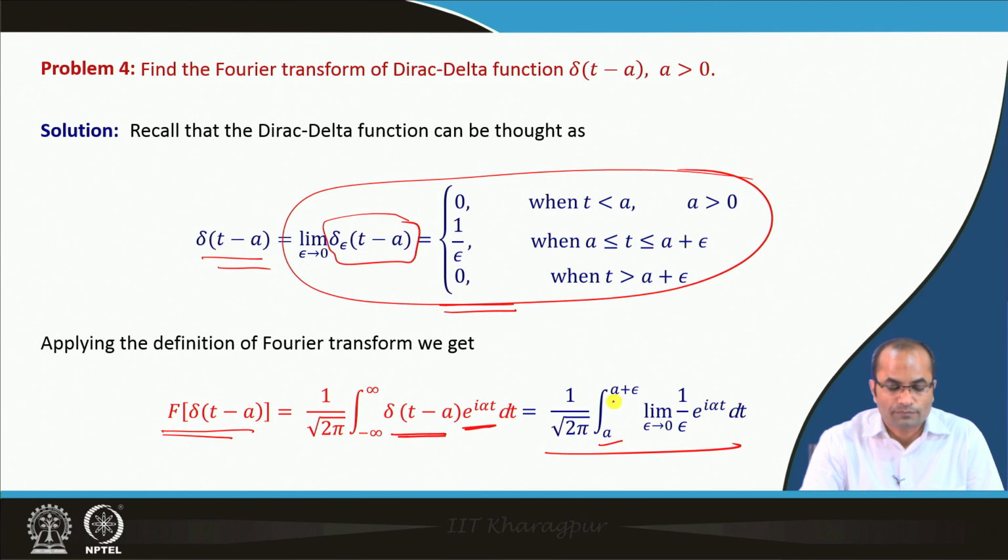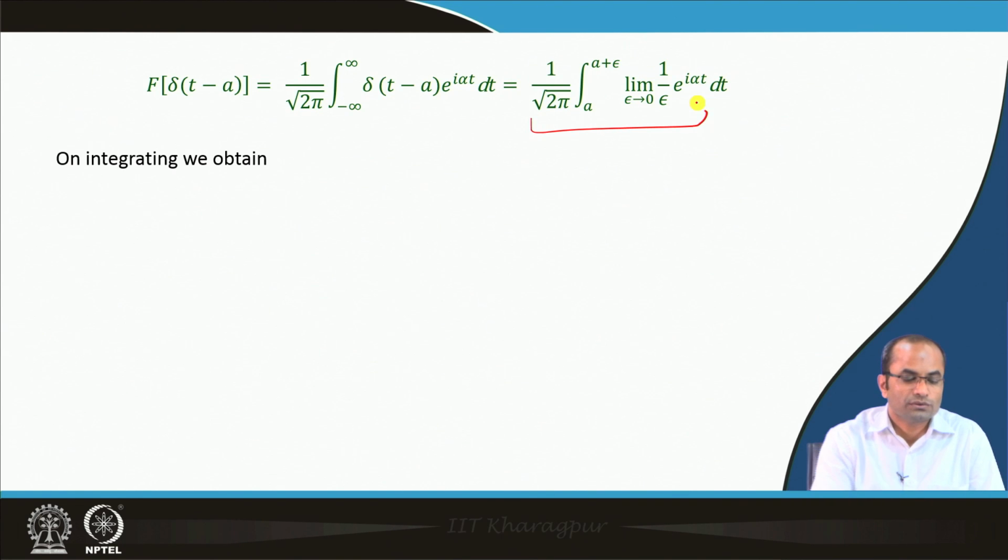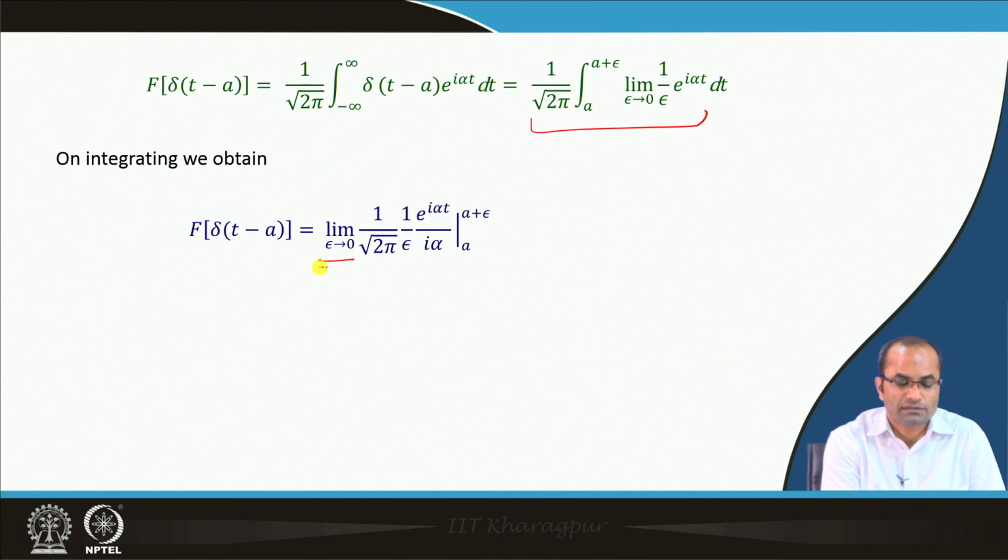So, a to a plus epsilon, we have the value 1 over epsilon, and later on we have to take this epsilon goes to 0 to get this delta. So, we have this epsilon goes to 0, 1 over epsilon and e power I alpha t, and then we have this dt. So, again we have this integral to evaluate. So, this limit we can pass later on.